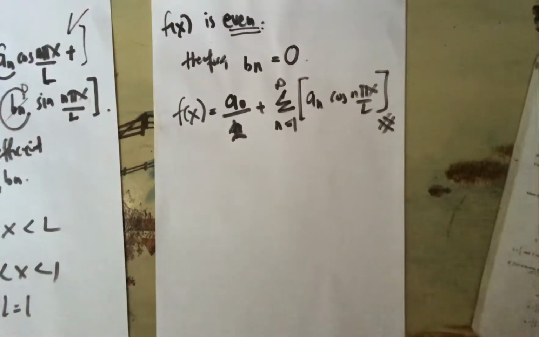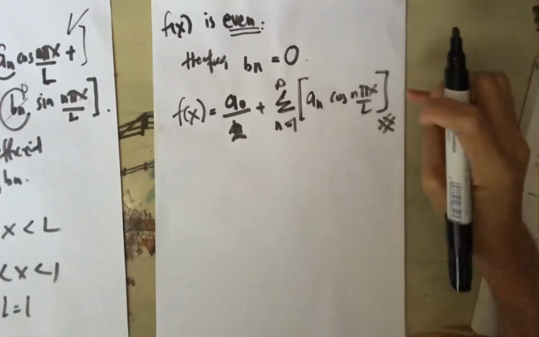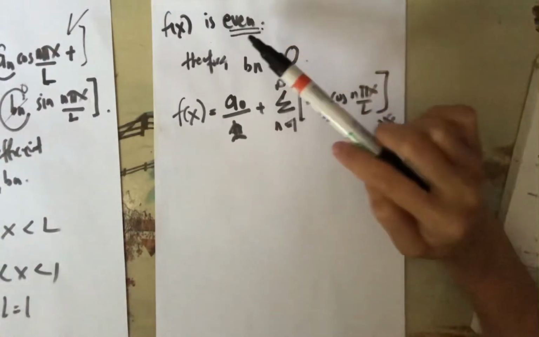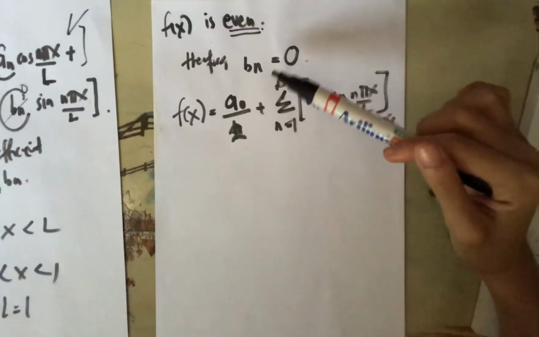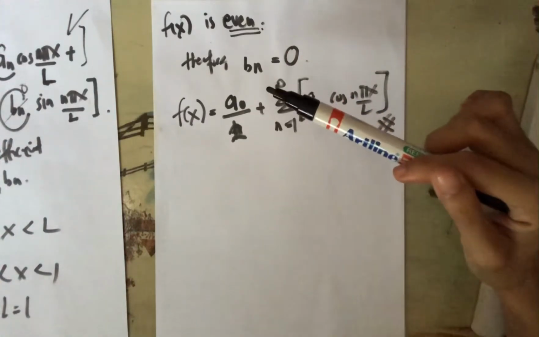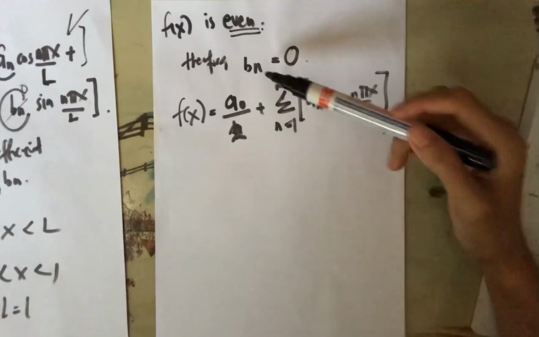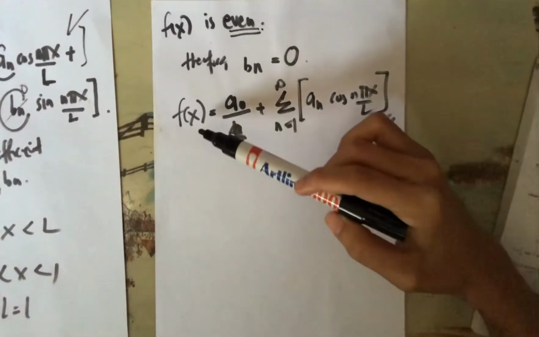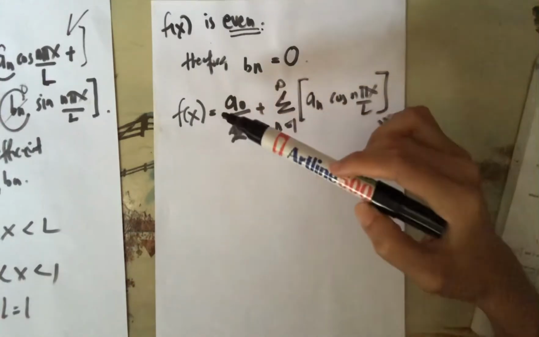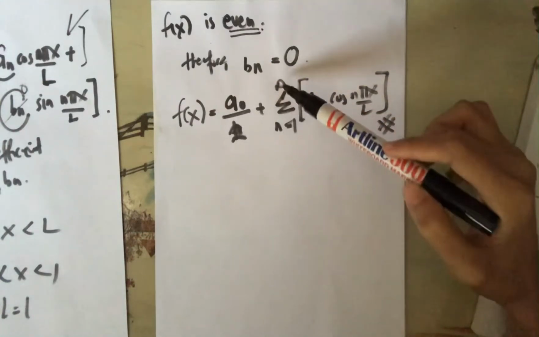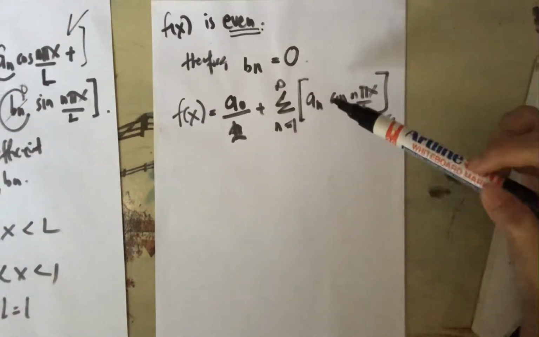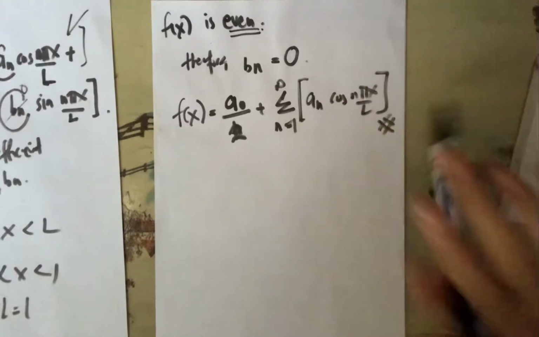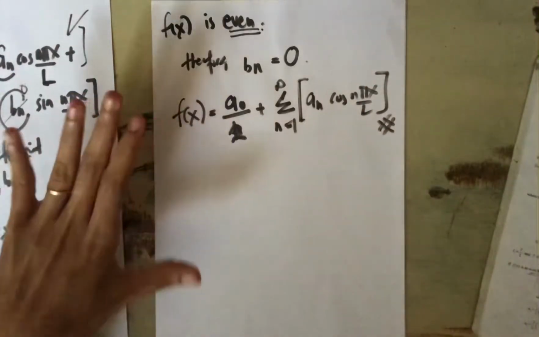Class, so we are back to this equation again. Okay, I will repeat again. When your f(x) is even, therefore your Fourier coefficient bn, say only bn, bn is equal to 0. Therefore your general equation just now becomes a0 over 2 plus summation n equals 1 to infinity of an cos(n pi x over L) only. So there is no bn here. So this is if your f(x) is even.